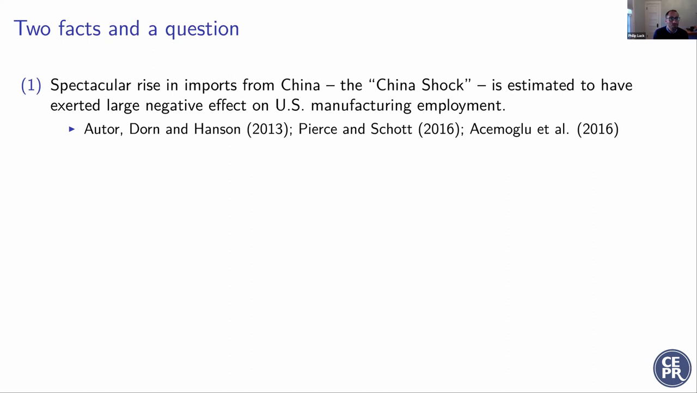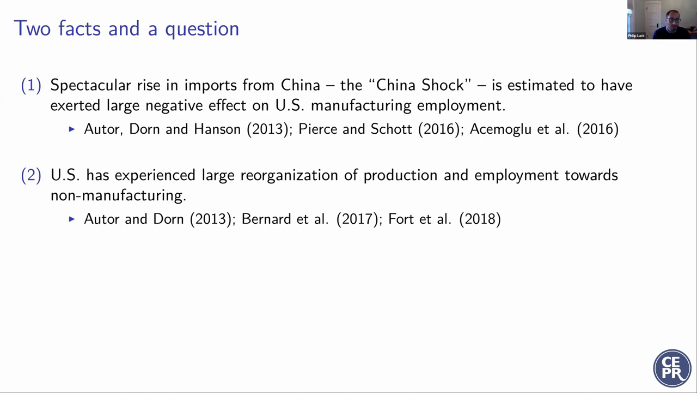It was a perfect lead into the paper before this. We basically have two facts that we know. There's been a really large rise in import competition from China over the last couple of decades. This has been dubbed the China shock and has been shown to have pretty large negative effects on US manufacturing employment as well as other outcomes.